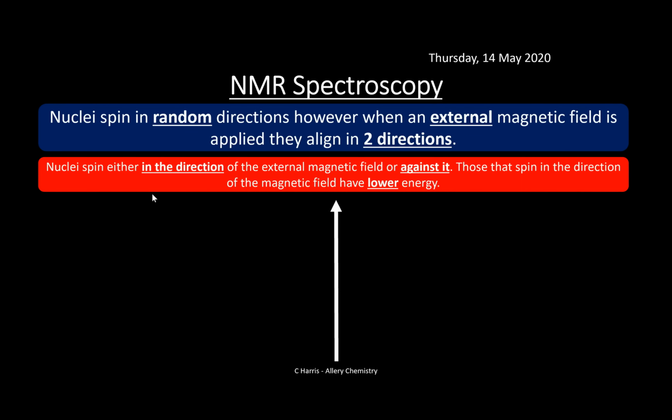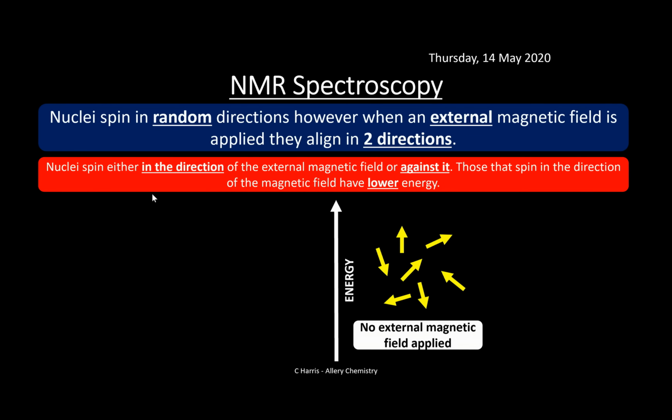So, nuclei spin either in the direction of an external magnetic field or against it. And those that spin in the direction of the field have a lower energy. So if we have a look here, just first at nucleons, they spin in all sorts of directions and different orientations. The arrows you can see on that diagram represent the nucleons spinning in random directions. There's no external magnetic field applied here, so they're pretty much doing what they want.